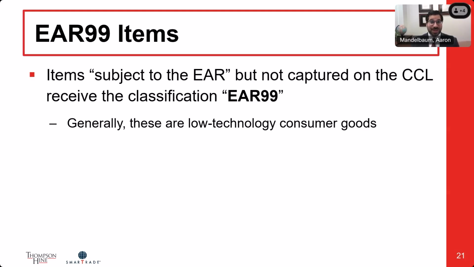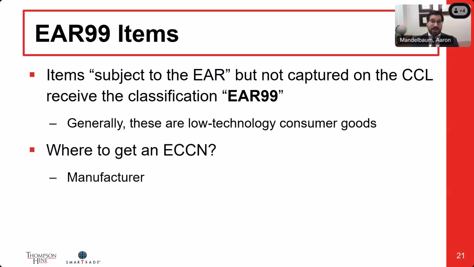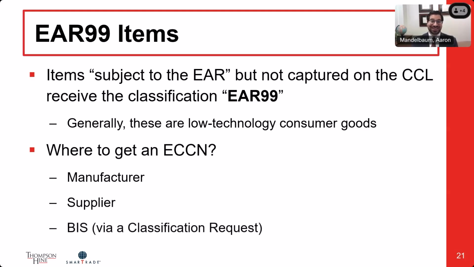So naturally, that begs the question: where exactly do I get an ECCN? There are three primary ways. The first is asking the manufacturer. It might be listed on their website. If you have the relationship, of course, you could simply ask the manufacturer directly. Sometimes you could ask the supplier when it's reasonable to do so under the circumstances. And then the third is you can ask BIS directly via a classification request. This is pretty comparable to asking DDTC to classify your item through a commodity jurisdiction request. So those are the three main ways.